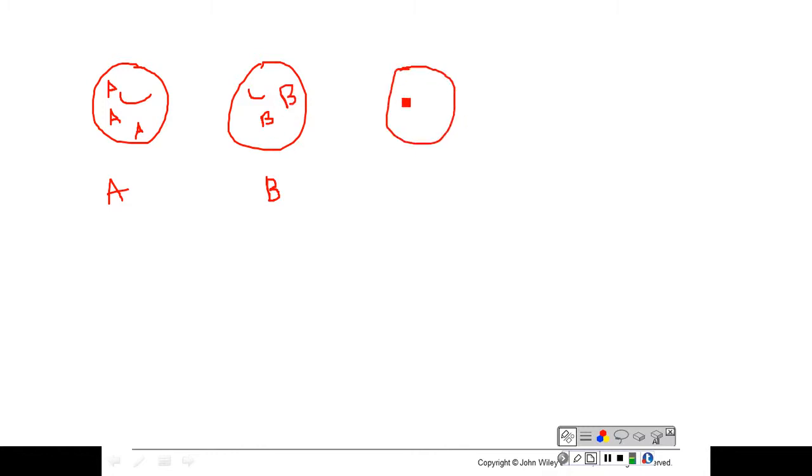If you're blood type AB, guess what that means? You have both A and B antigens all over the surface of your red blood cell.